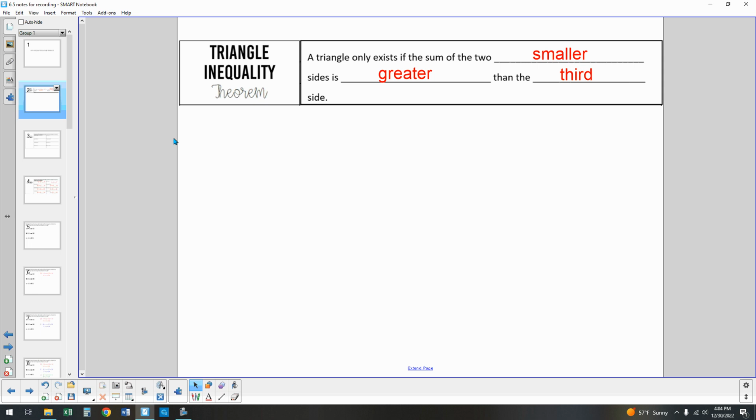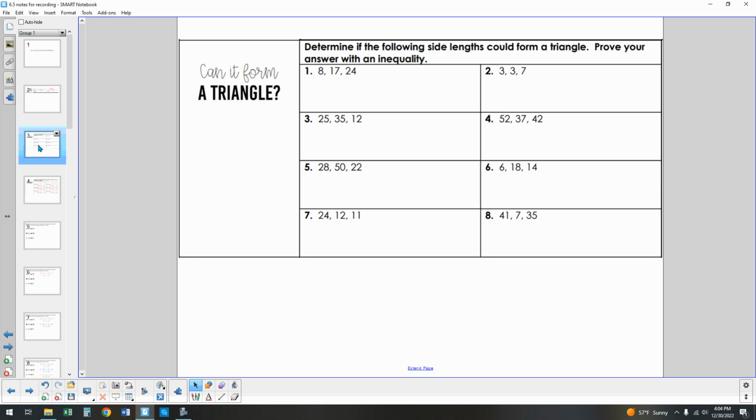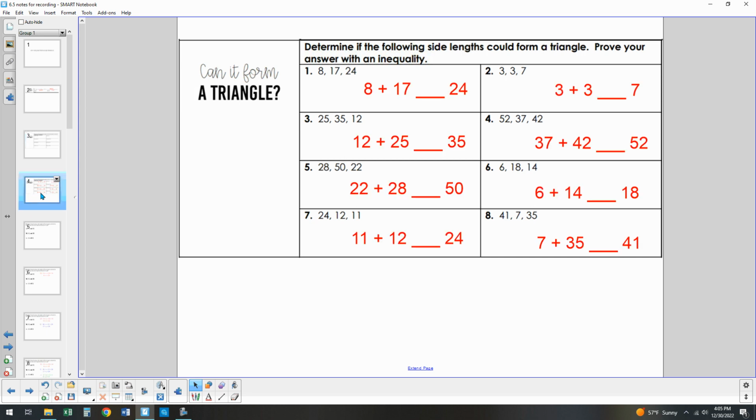So they're telling us the sum of the two smaller sides has to be greater than the third side on its own. We're going to determine if any of the following side lengths could form a triangle, and we're going to prove our answer with an inequality. The first thing I would do is make the start of an inequality where I take the two smaller of the sides, and they might not be in order. So this one it's 8 and 17, this one it's 12 and 25, this one's 28 and 22. I'm going to add those together and then compare it to the third side, which would be the largest. So that's what I've started out doing here.